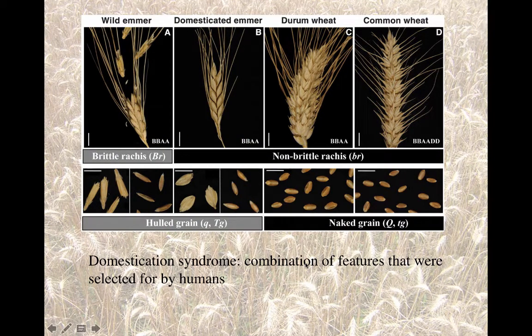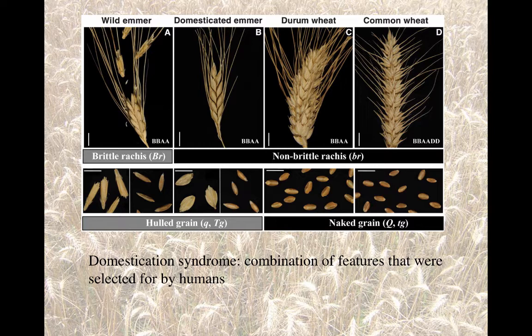This is a combination of features that were selected for by humans. If we take a look at wild emmer right here, what you'll see is they have what's called a brittle rachis. In a wild grass, when the fruits are mature, the fruits just shatter. It's called shattering. They fall off easily from the stalk, and that helps them to disperse. So that's their dispersal mechanism. But it makes it really tough to collect the grasses, right? When you're collecting them, they start shattering on you. How do you collect all of those yummy fruits, right?